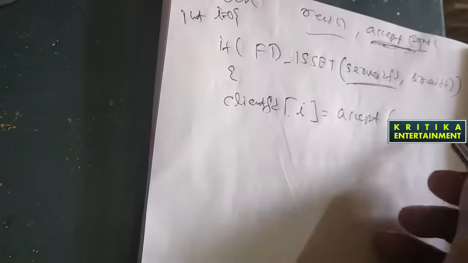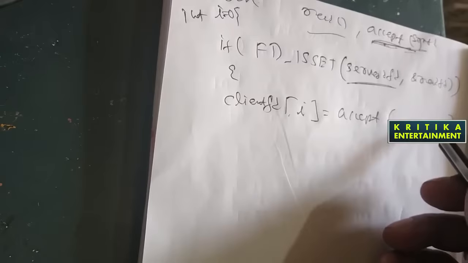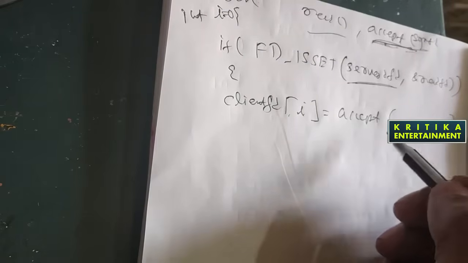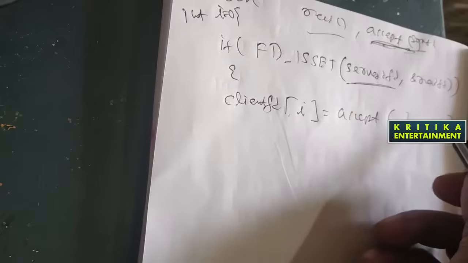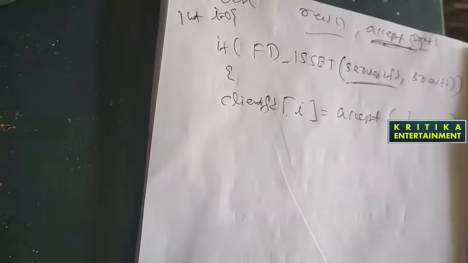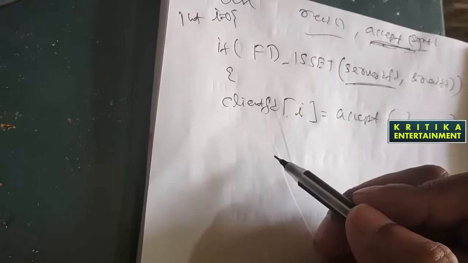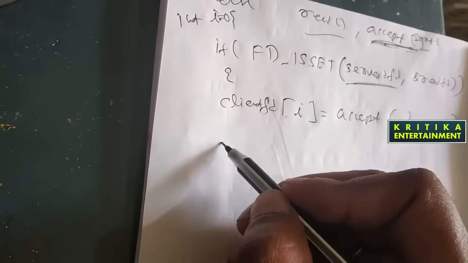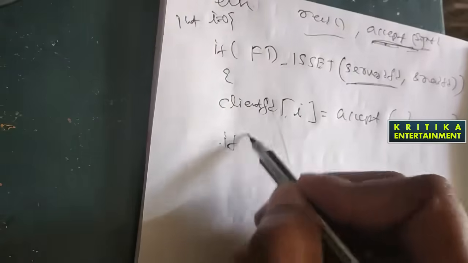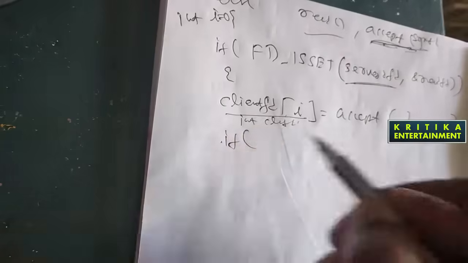Then client FD i is equal to accept. If you don't know what accept is, go to my beginners tutorial for TCP connection, which I have given in the description list. You can find the number of arguments. I don't write them here, but in the practical I'll show you. You can check it in the immediate practical.